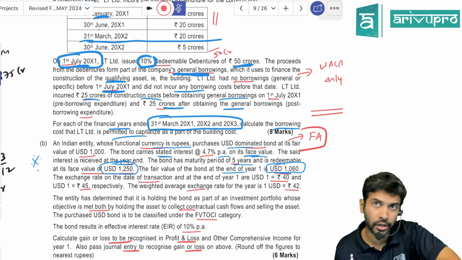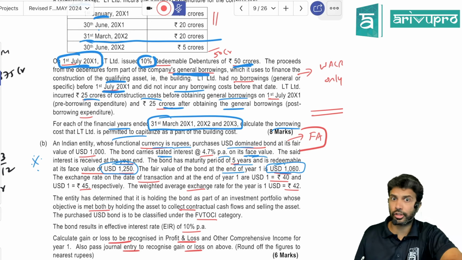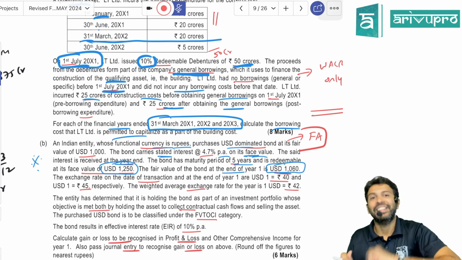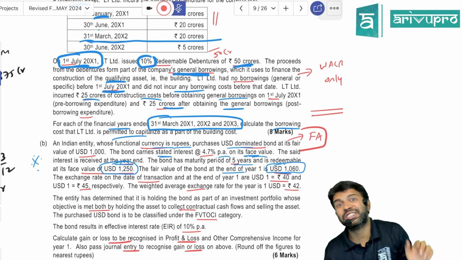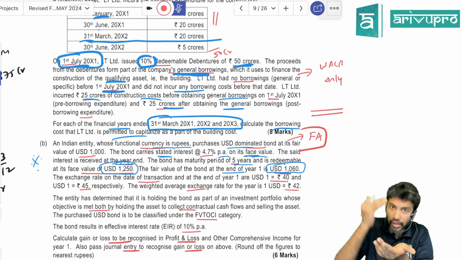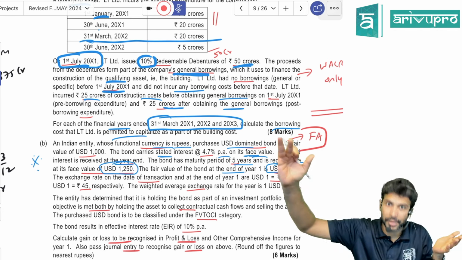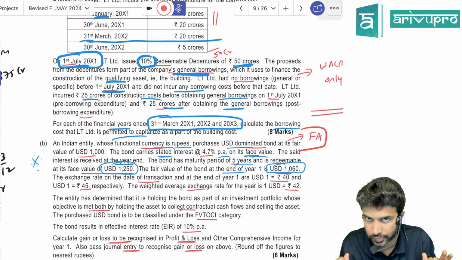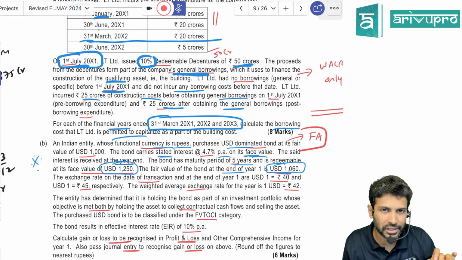Because the bond is measured at ACM method, no? Amortized cost method, no? Hang on, we'll see. Yes, there is a business model, we have a test for that, no? We have a business model test and a CCF test. If the business model of the financial asset is to hold it till maturity and collect all the contractual cash flows, then we apply ACM method, right?